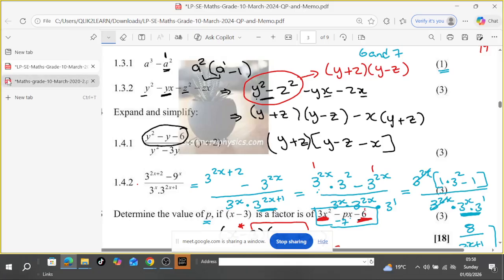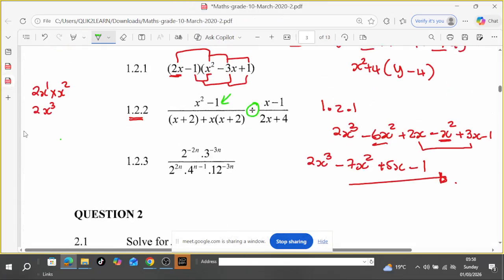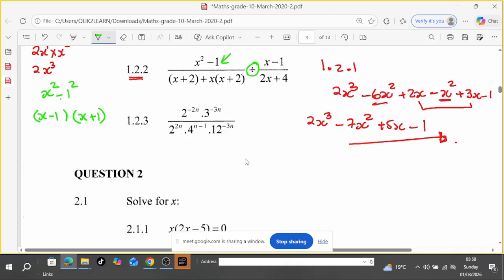We still have the same issue here. We have x squared minus 1. We can write 1 as 1 squared, because 1 squared is just 1. Then I can open my brackets, so it will be x minus 1, and the other side will be x plus 1. So if we factorize this, I'm going to leave the top part as x minus 1 into x plus 1.